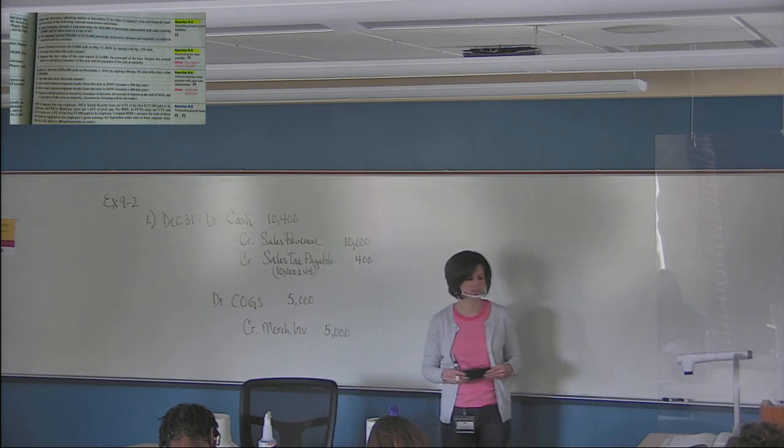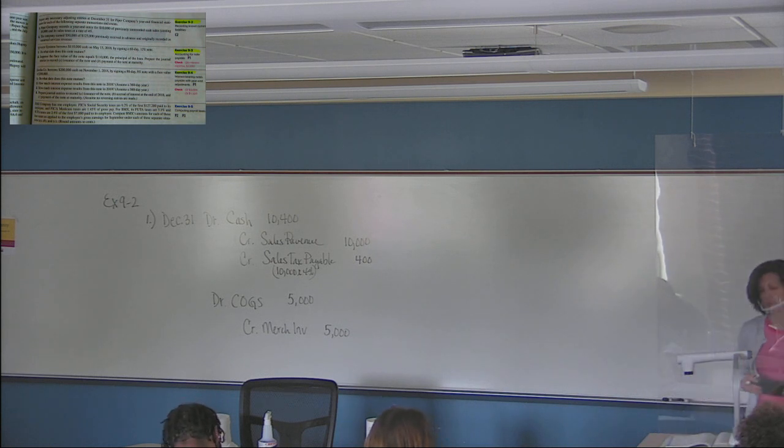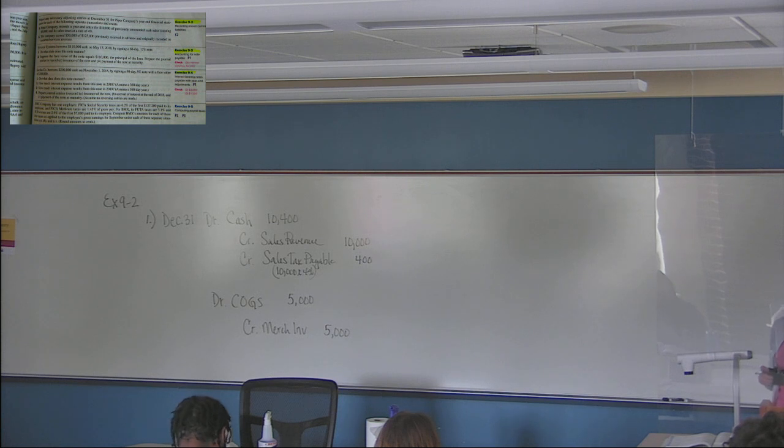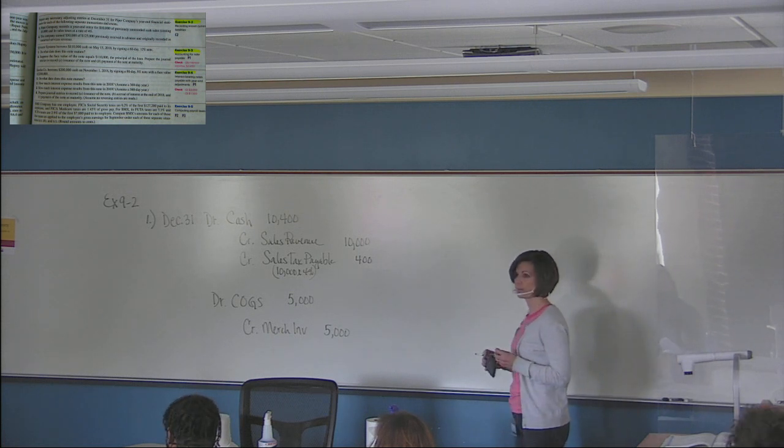Remember, every time we sell something, every time we sell merchandise, we have two entries. One to record the revenue, and now our transaction includes sales tax, right? And then the second entry to remove the item from inventory. Okay? Gotta know how to do that.